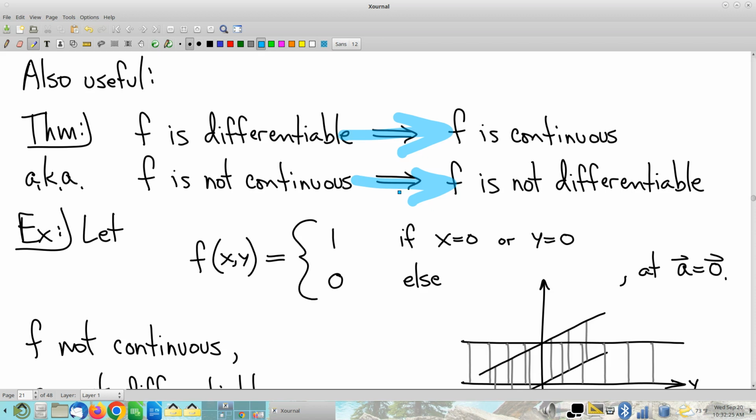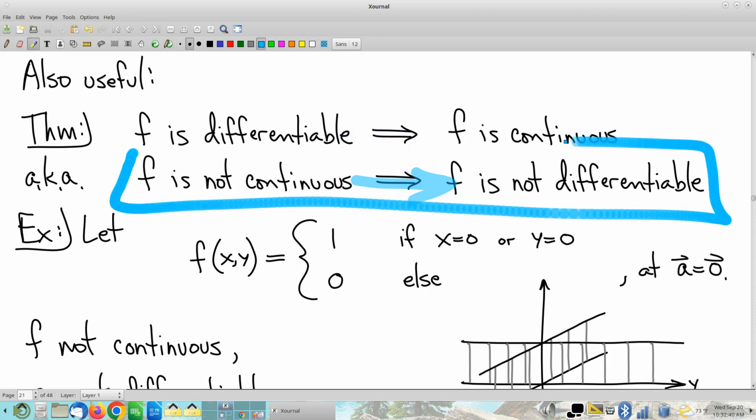I don't know if you all have seen that before. It's a good fact to know. If A implies B, then not B implies not A. And I think it's pretty cool. So, anyway, what we have here is a theorem that allows us to draw a conclusion about differentiability.